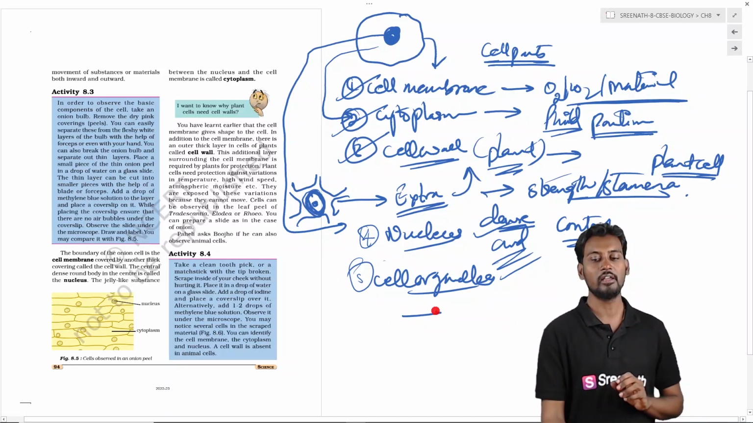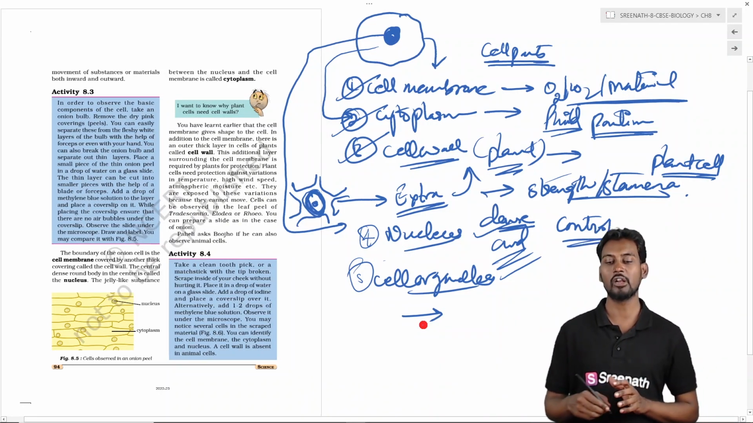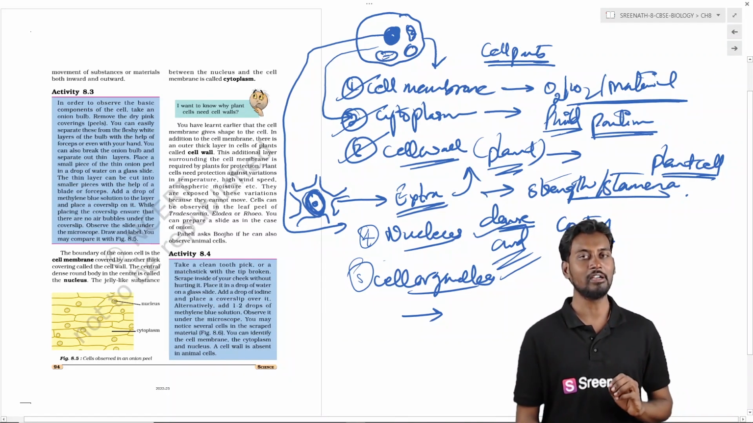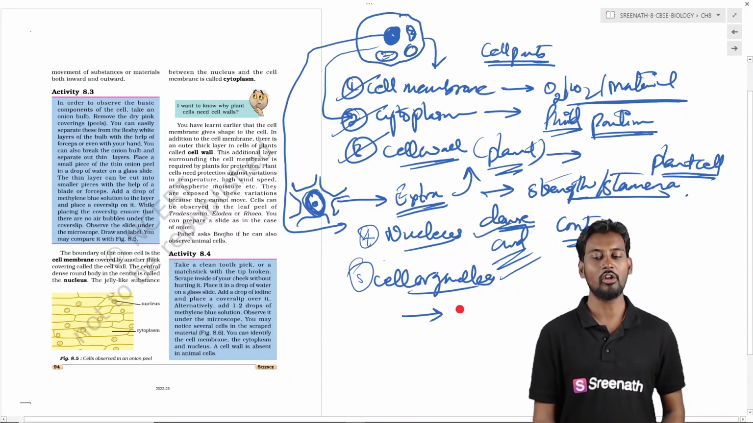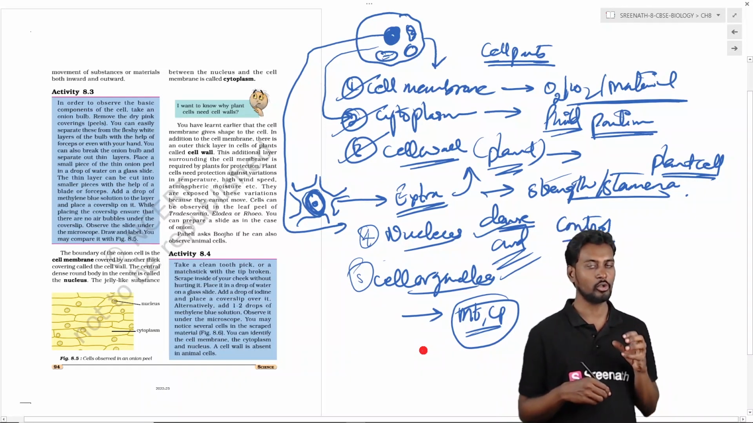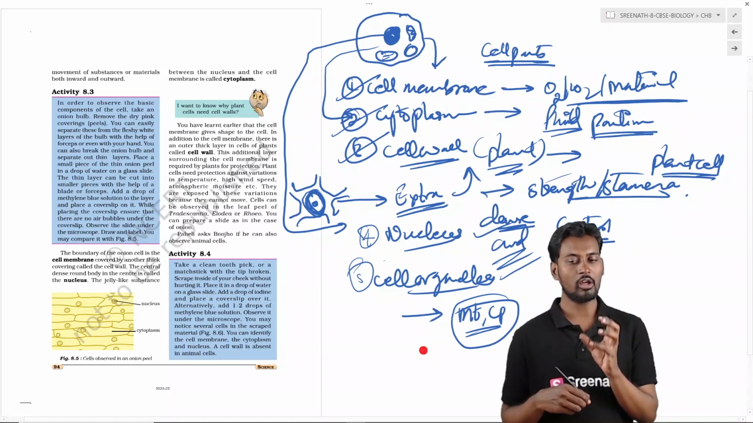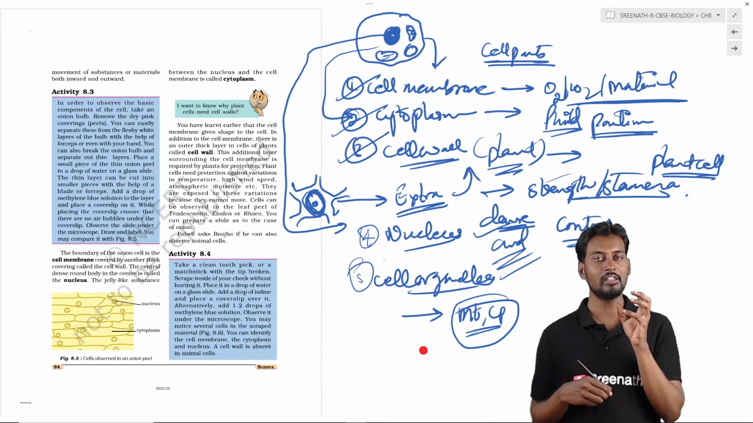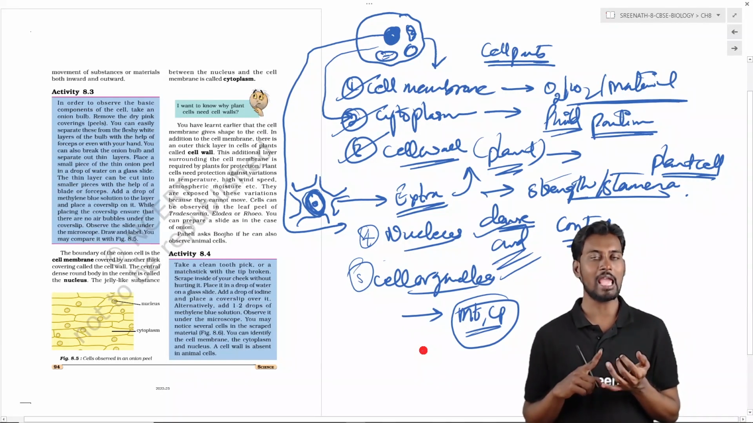And coming to the cell organelles, the cell organelles are the ones which are present within the cytosol. Examples of cell organelles are the mitochondria and chloroplast. These are present within the cytoplasm or the cytosol.